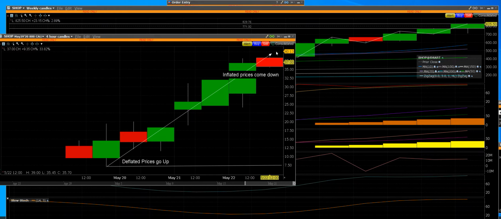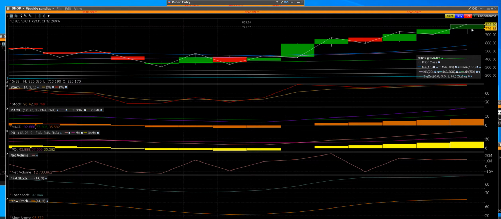And when they get inflated, well, there's nothing wrong with the stock SHOP, but let me just tell you right now, this thing is extremely overbought on a weekly, and SHOP will pull back with the broader market. And the reason why is because SHOP at this level is extremely in the overbought zone on the weekly as well as the daily.